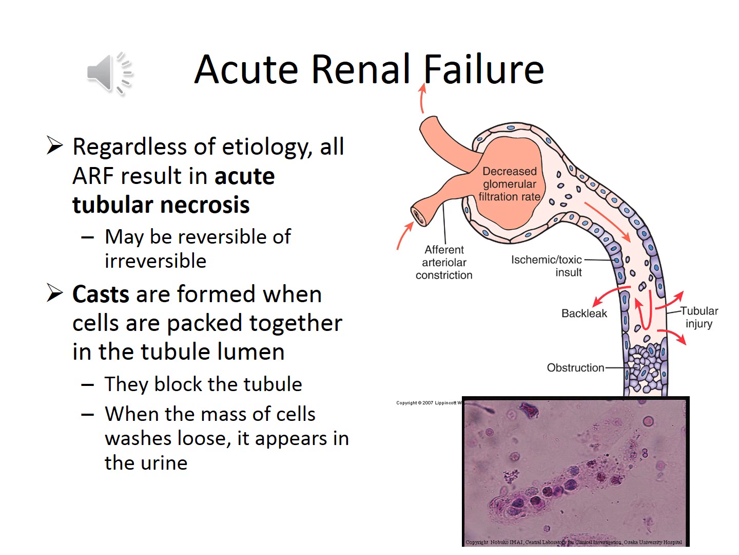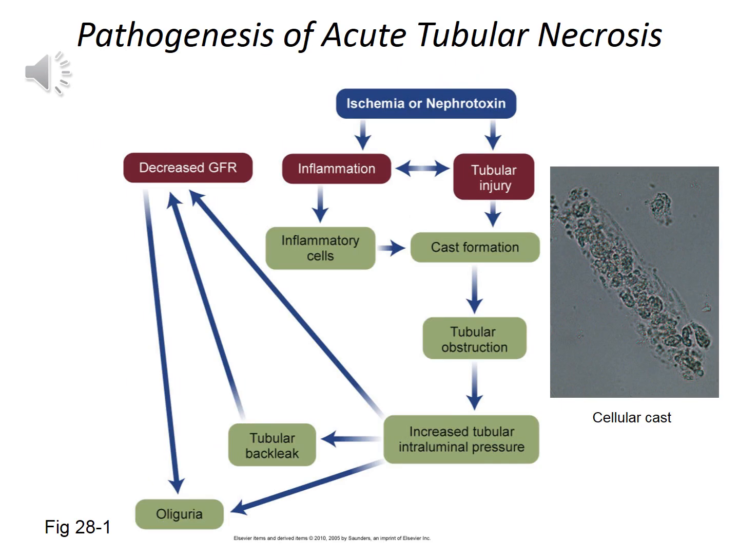So depending on how severe it is, this is a reversible process if we can reverse that injury. But if we continue on, obviously it will become irreversible, and that tissue will be replaced with scar tissue. Alright, so fun diagrams out kind of the pathophysiology of acute renal failure, specifically acute tubular necrosis.